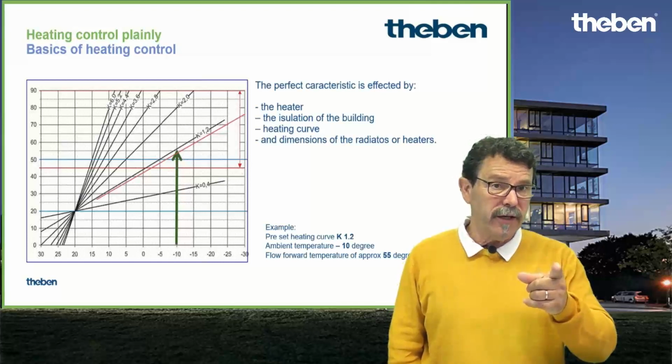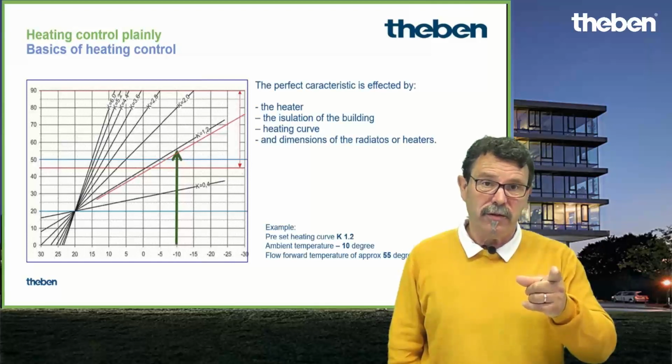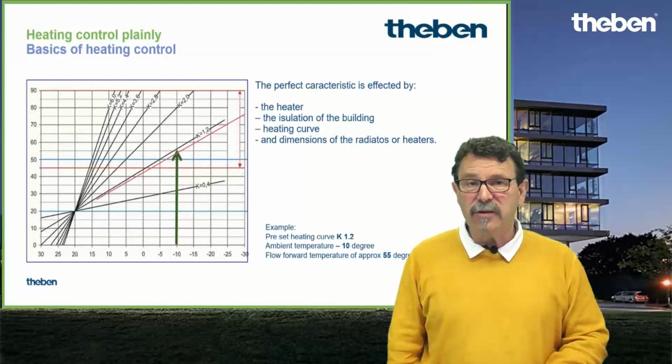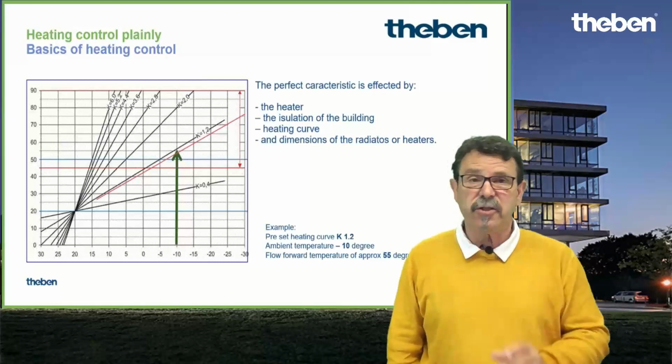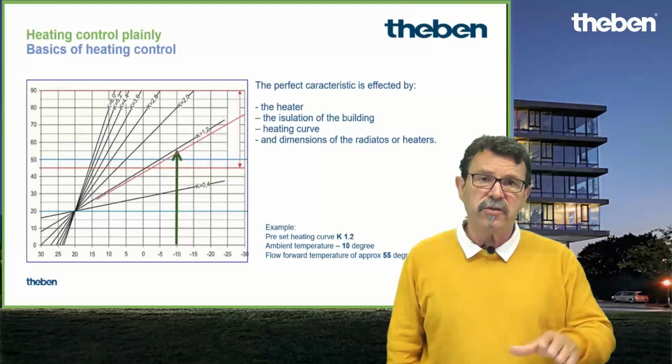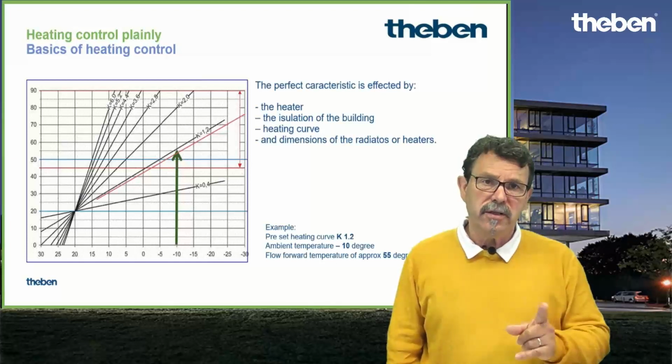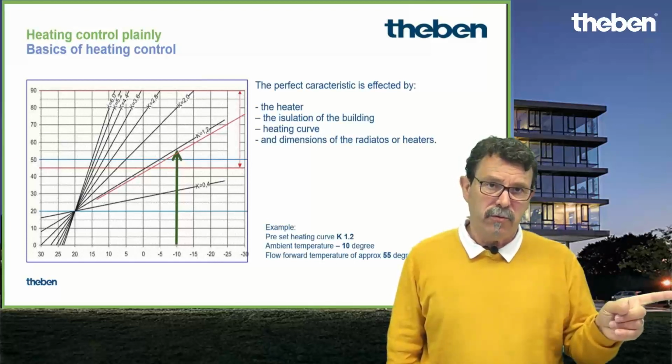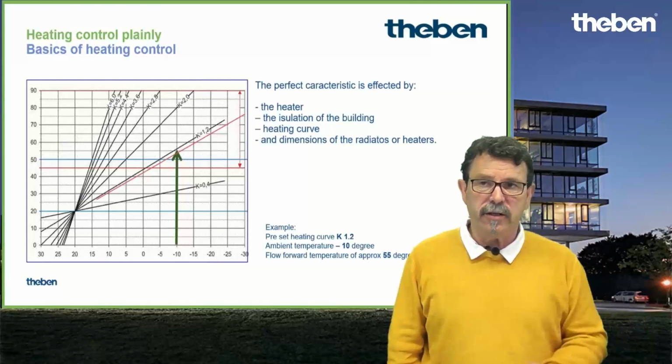If you have underfloor heating, be careful. The maximum underfloor heating flow forward has to be adjusted due to such a curve to a maximum of 40 degrees, not more. Otherwise, you will probably destroy the plates on the screed in your building. So here you have to distinguish radiator control from underfloor heating control.